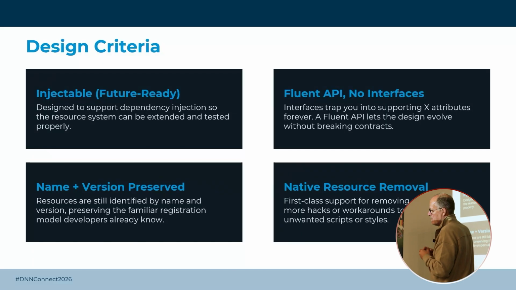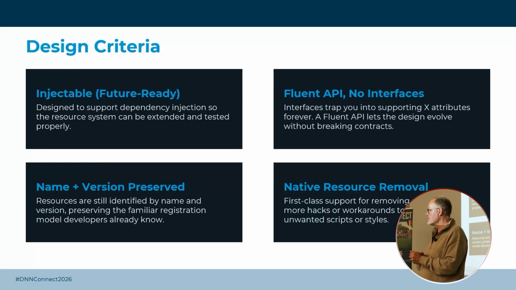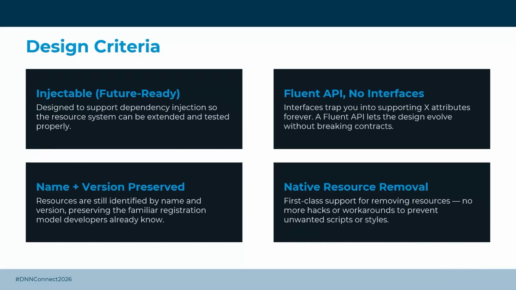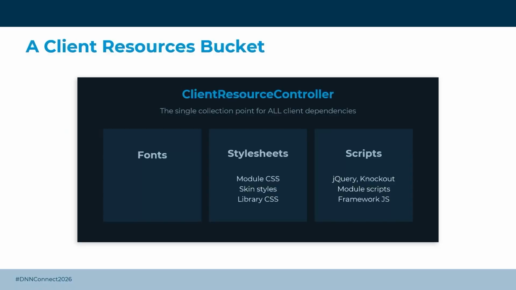And then, of course, first priority is it just needs to be more modern, just injectable. So with dependency injection, you get your thing. So what is running in the background now is we have this, right, no more control tree, no more going directly to control tree, because in MVC that doesn't make sense. And we have a client resource controller now.